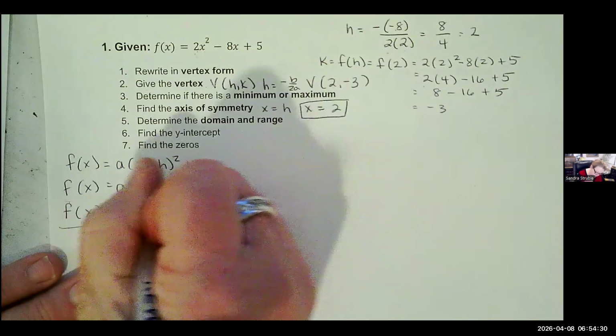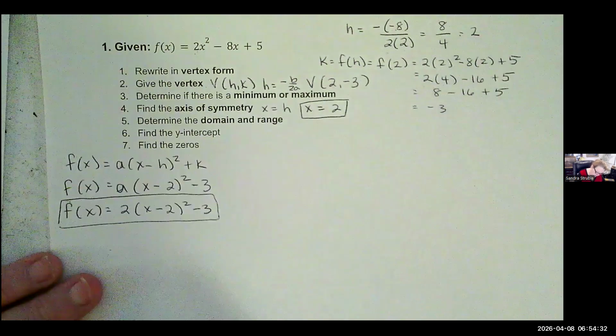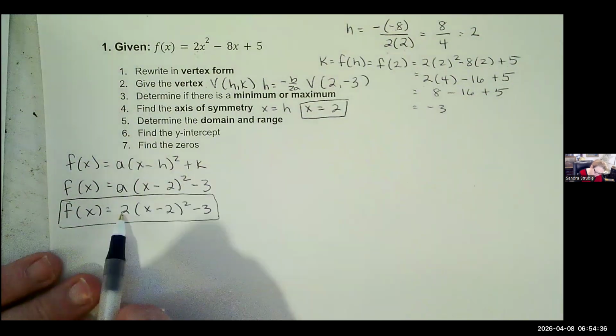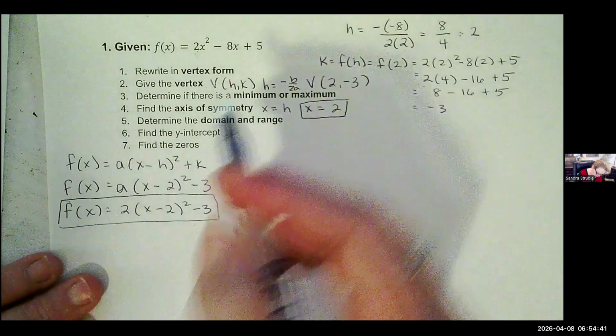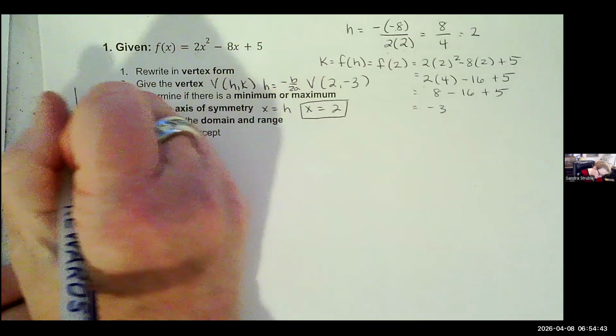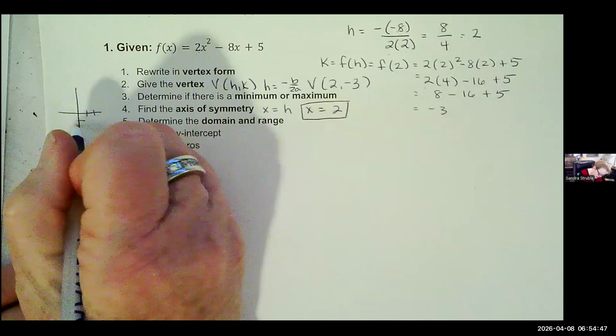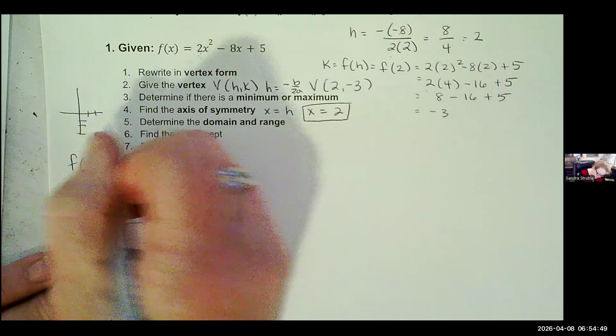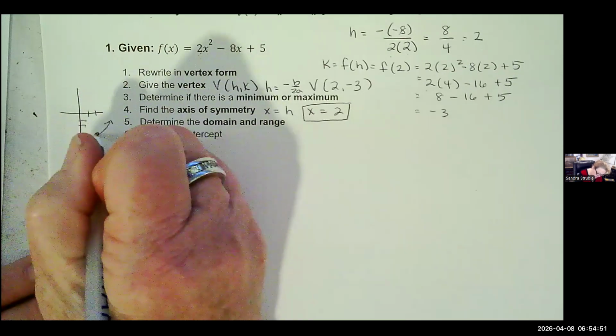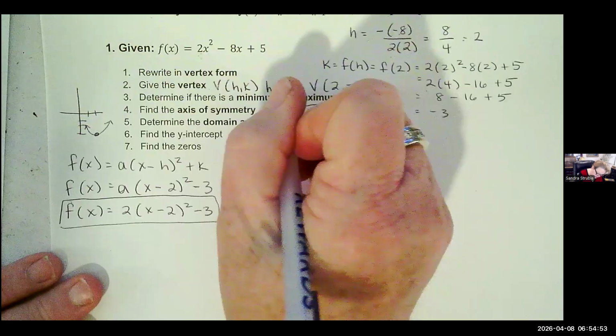Number 2 is done. Number 3, I can answer now. Because my a is positive, that tells me I'm going to have a minimum. At (2, negative 3) I've got a vertex, and then it is going up. So I have a min. All right, find the axis of symmetry, did that.